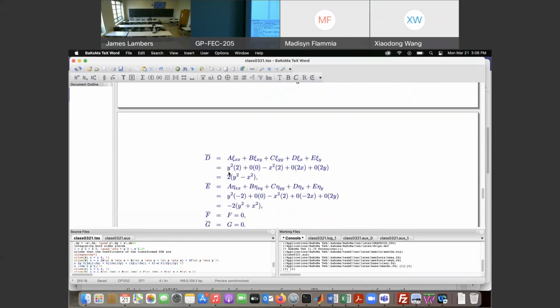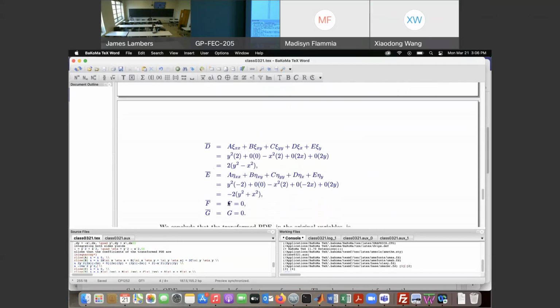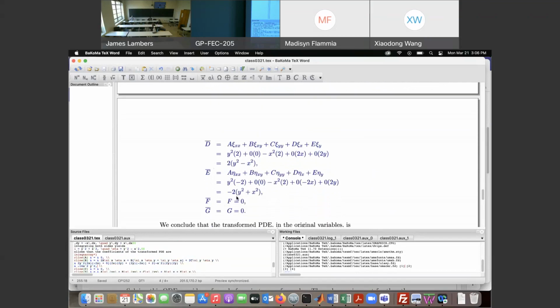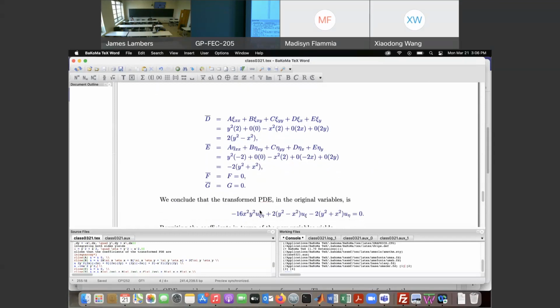And then I can also work out d bar, e bar, all of these. So make sure to work all of them out. You can't make assumptions as to which ones will be 0, except for f and g, because f and g do not change, because they don't involve any derivatives of u. So this is the new PDE that comes out of this. So we only have this one term with a second partial derivative. Everything else involves just first derivatives.